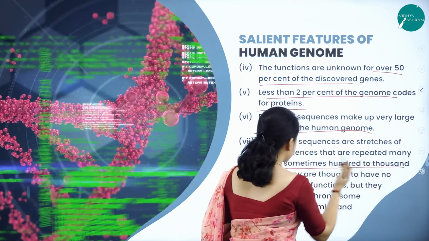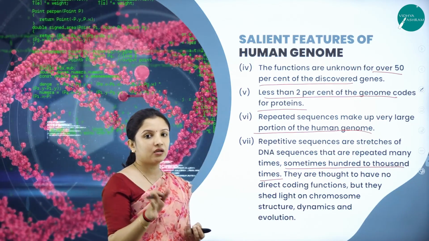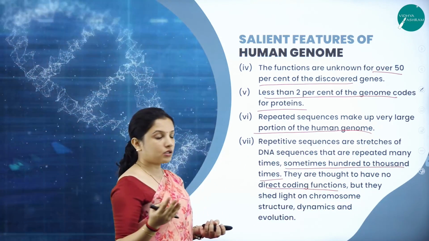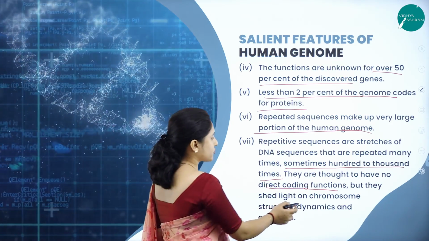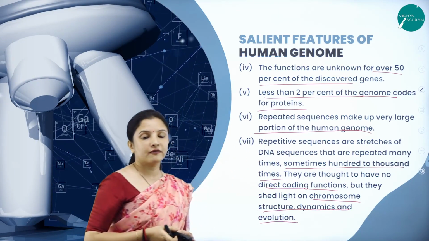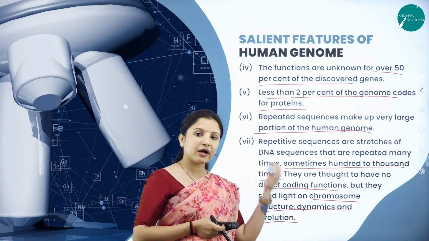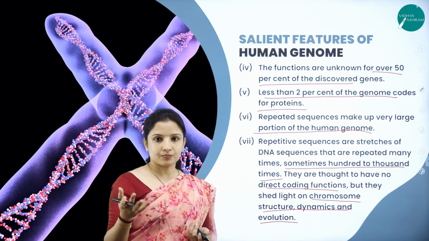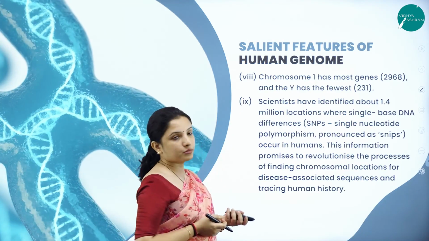Sometimes they are repeated hundreds to thousands of times, and therefore they are said to have no particular coding function, because the same sequence gets repeated thousands to 10,000 times. But they shed light on chromosome structure, dynamics, and evolution of the organism. It is said that as the organism evolves, the number of repetitive sequences in that organism tends to increase. Maybe that provides a clue for evolutionary relationships. So these were the salient features of the Human Genome Project.